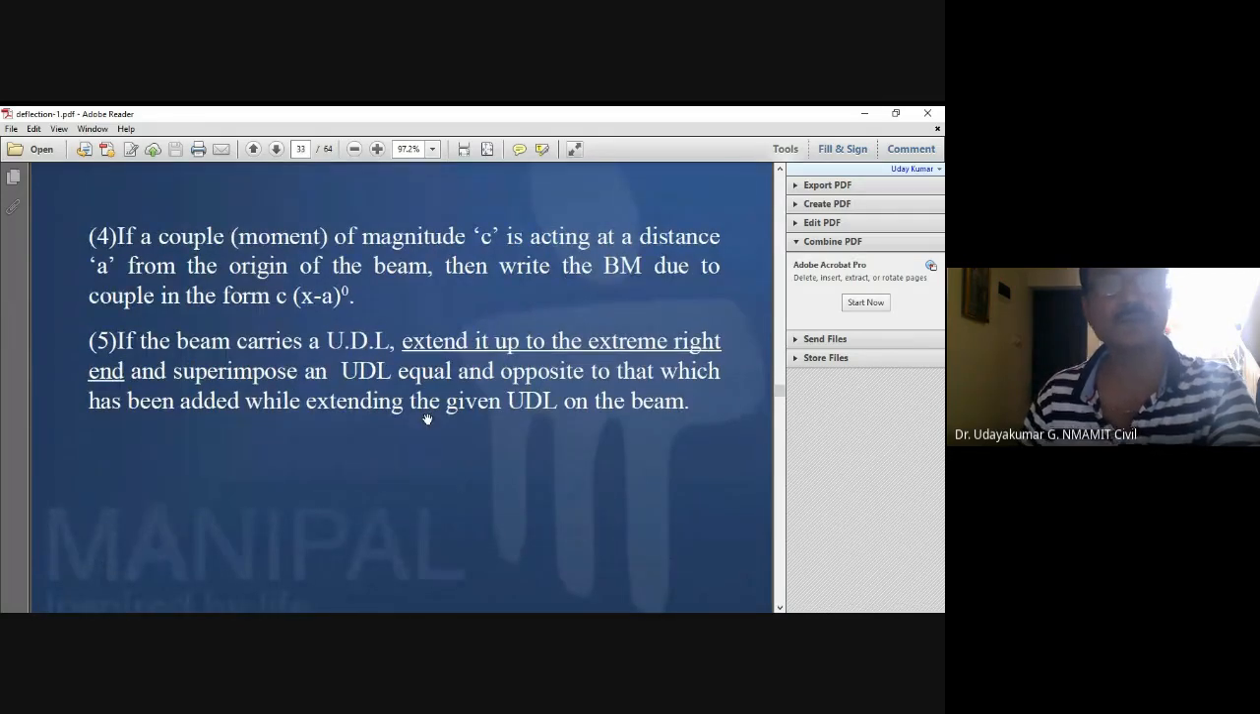And suppose a UDL is acting for a part of the beam, you have to extend it up to the extreme right end, and superimpose the same amount of UDL in the opposite direction. We'll see that in the next problems.